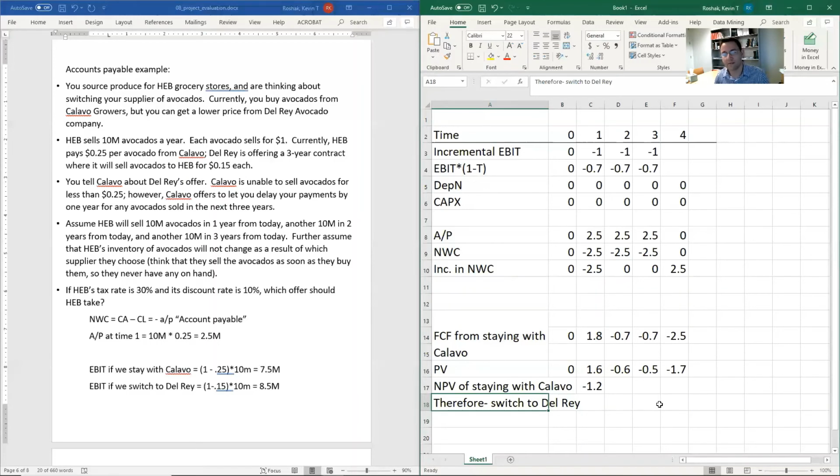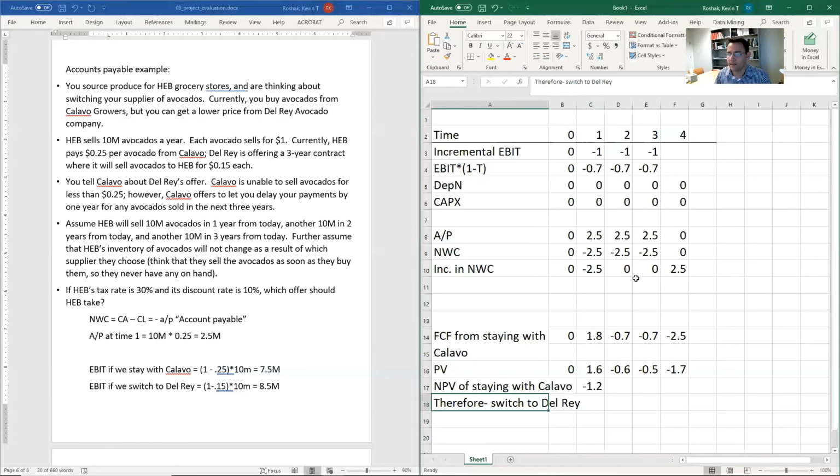Okay, but it's not obvious initially because you do like getting that 1.8 up front, even though it comes at a cost down the road. You do like getting that up front. So the time value of money thing was valuable, but it's not as valuable as the lower avocado costs. So therefore, we should switch to Del Rey.